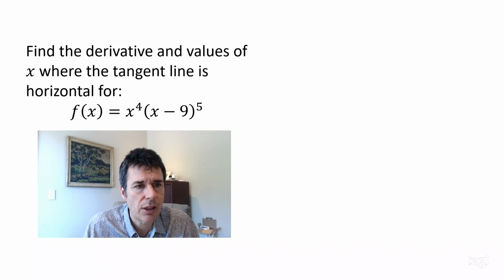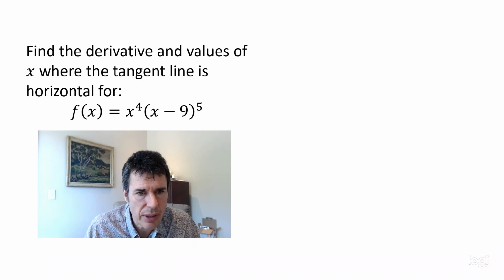In this video, I'm going to find the derivative and values of x where the tangent line is horizontal for f of x equals x to the fourth times x minus 9 to the fifth. This derivative is going to require a product rule.